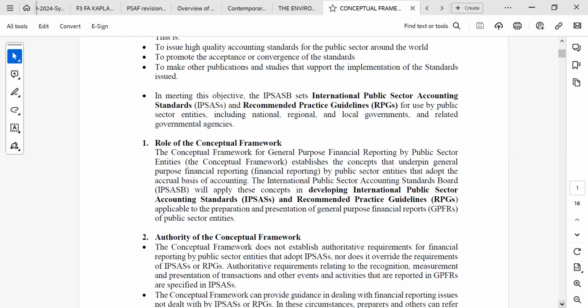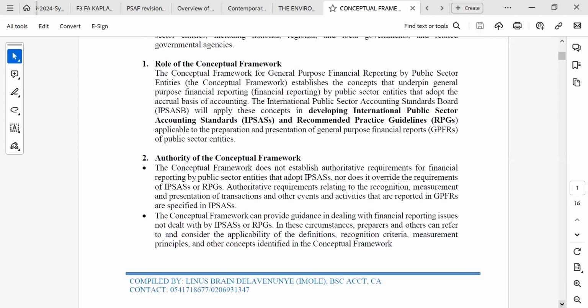Okay, wherever there is a specific standard relating to it, you put the conceptual framework aside, then you apply that particular standard. The conceptual framework only comes in when there is no specific standard regulating that particular transaction or item. Okay, please, they can ask you, and we are going to pick a question where you see something like this. The conceptual framework can provide guidance in dealing with financial reporting issues not dealt with by the IPSAS or the recommended practice guidelines. In these circumstances, preparers and others can refer to and consider the applicability of the definitions, recognition criteria, measurement principles, and other concepts identified in the conceptual framework.